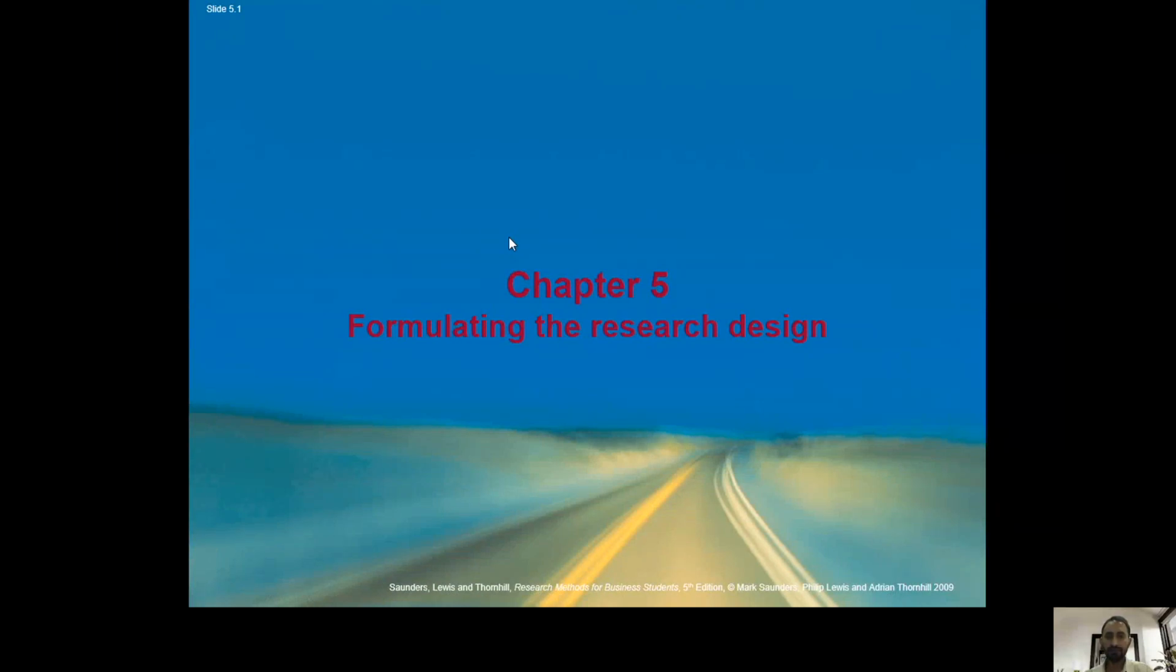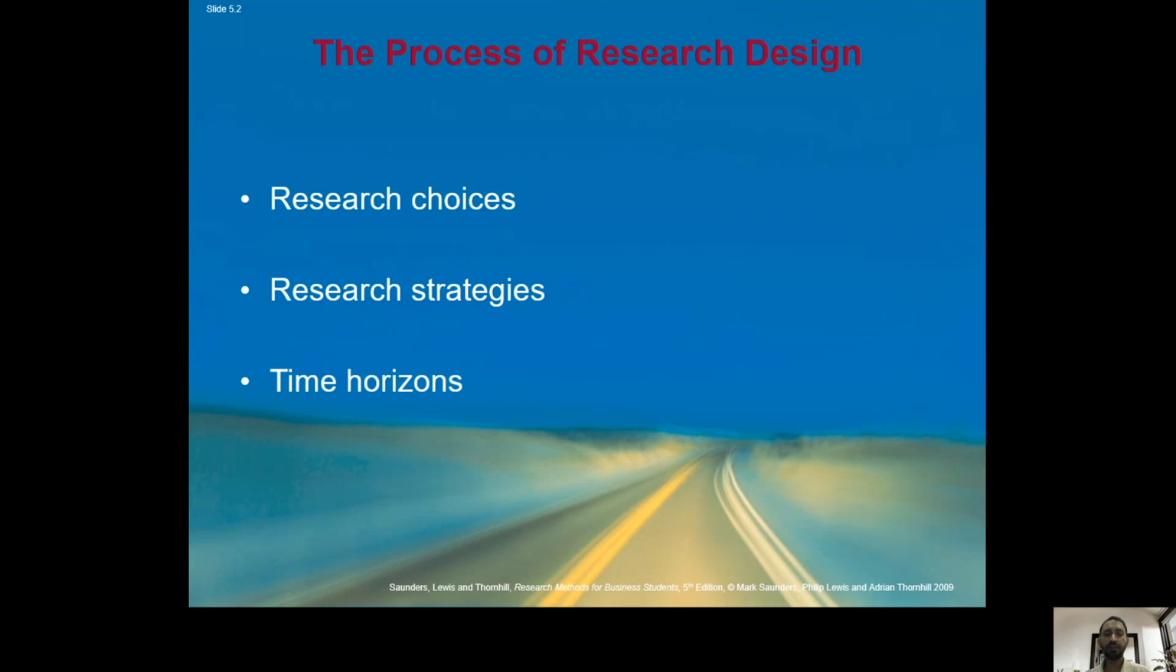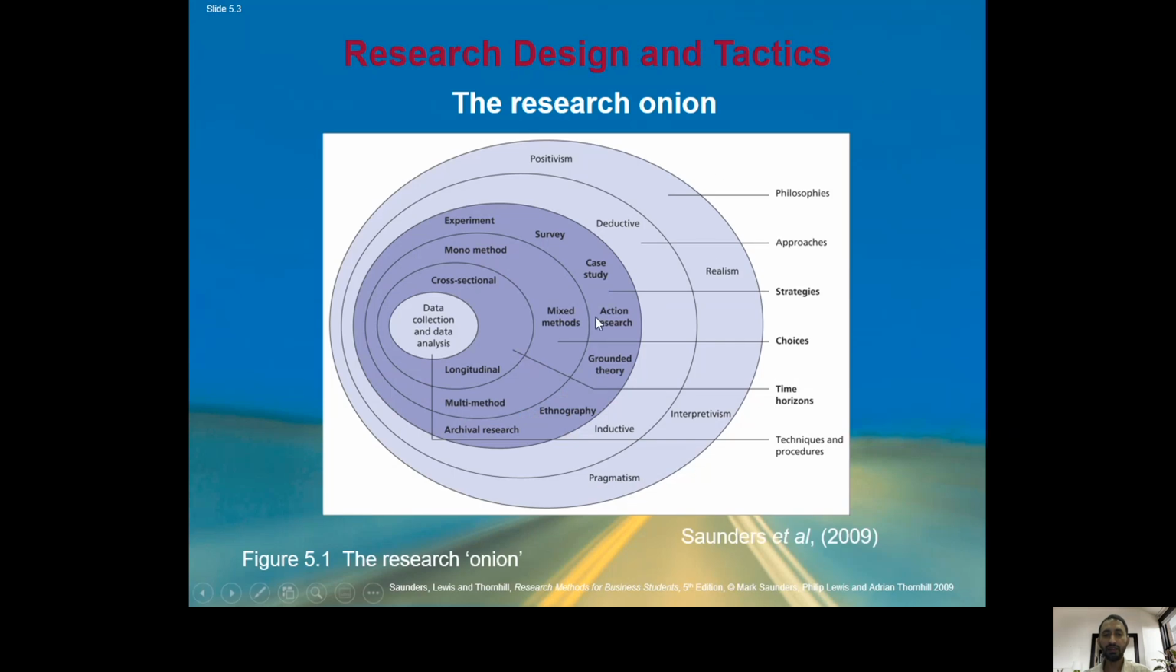Okay. Last time, in the last lecture, we talked about chapter number 5, which was formulating research design. We discussed different research choices, research strategies, time horizons, and we discussed this research onion, which was basically about data collection: different strategies, approaches, philosophies, choices, time horizons, techniques, and procedures which affect the data collection, right? So we've talked about different research approaches.